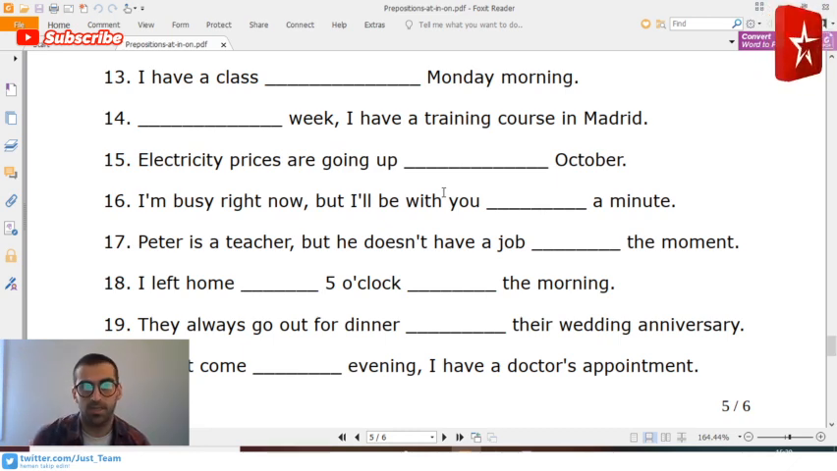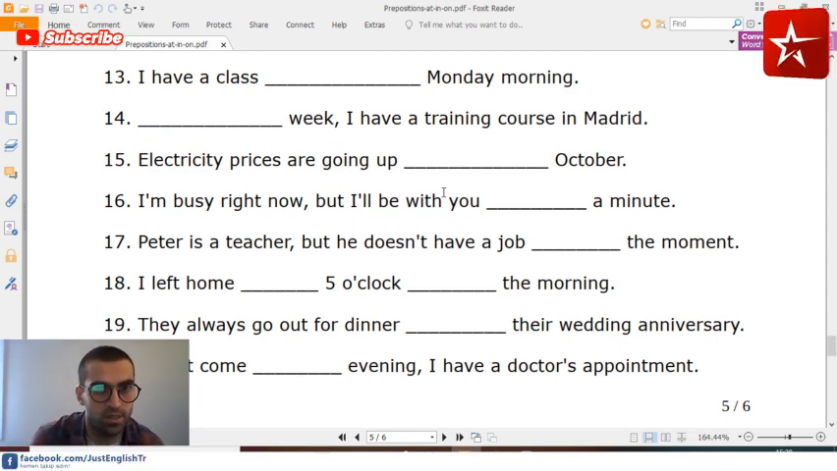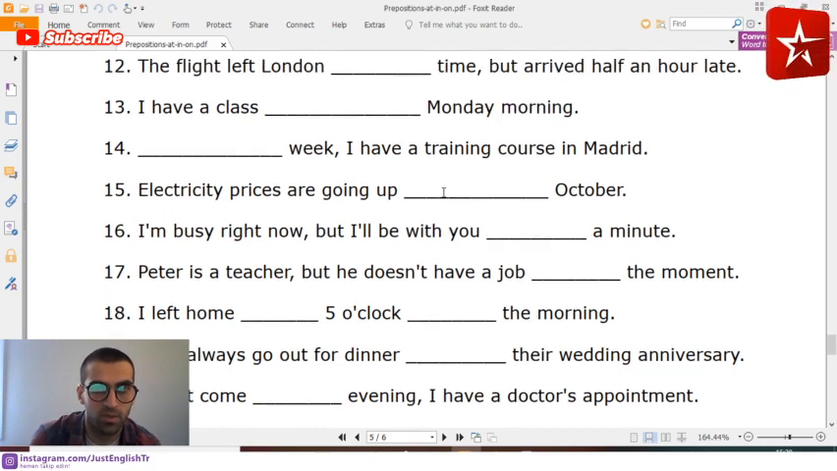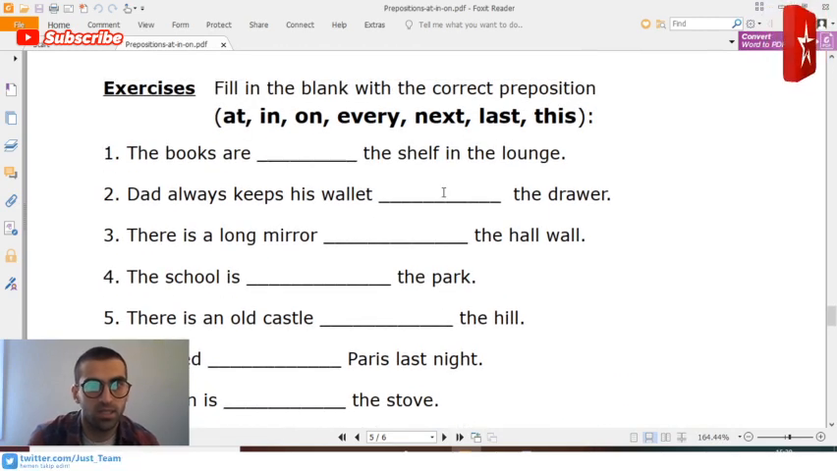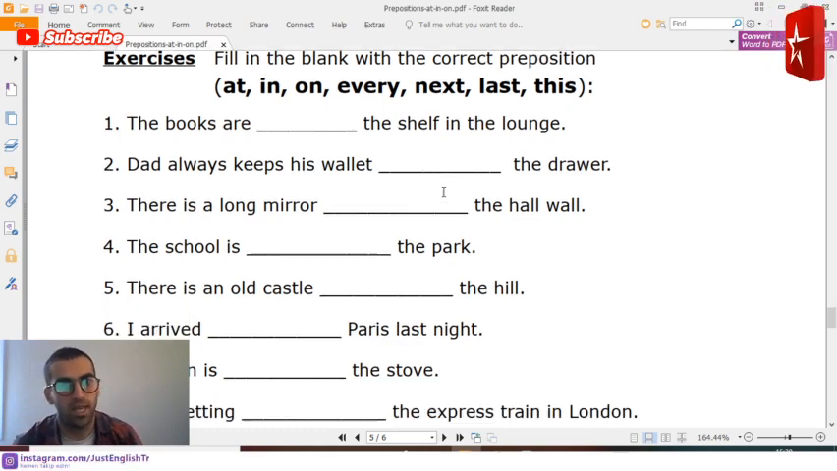Number 16. I am busy right now. I will be with you. I am busy right now. This, last, next, every, on, in, at.